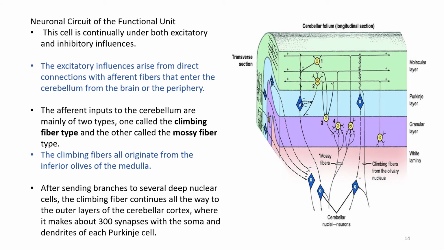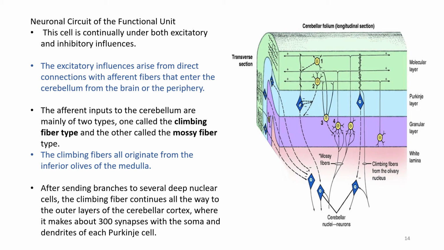Neural circuit of the functional unit. This cell is continually under both excitatory and inhibitory influences. The excitatory influence arises from the direct connection with afferent fibers that enter the cerebellum from the brain or the periphery. The afferent inputs to the cerebellum are mainly two types, one called the climbing fiber type and another called the mossy fiber type. Climbing fibers all originate from the inferior olive of the medulla.